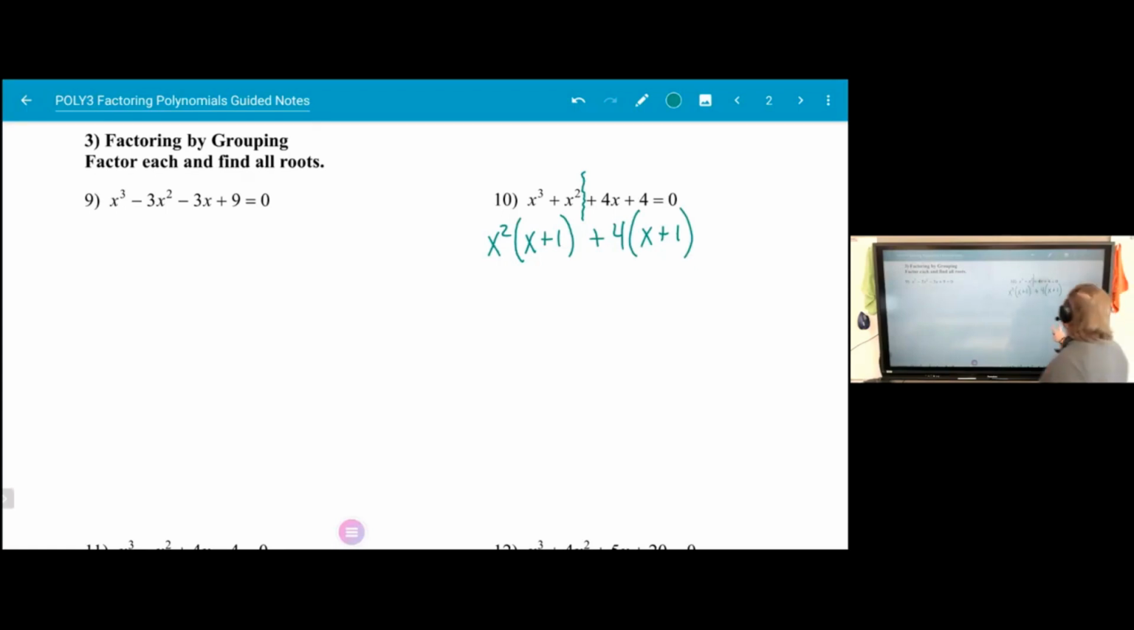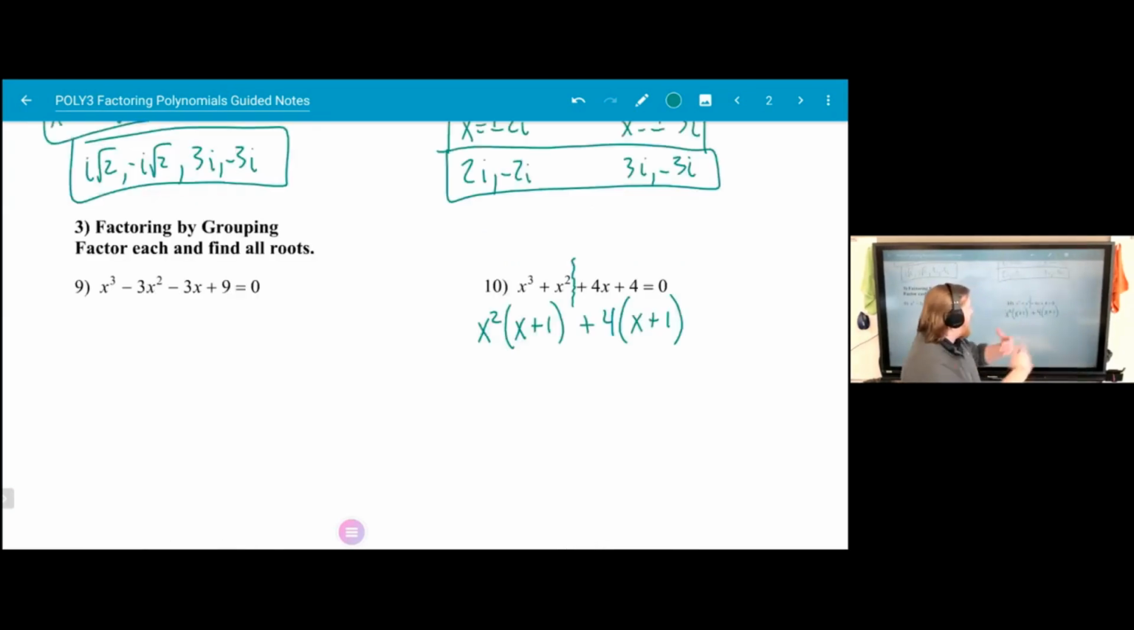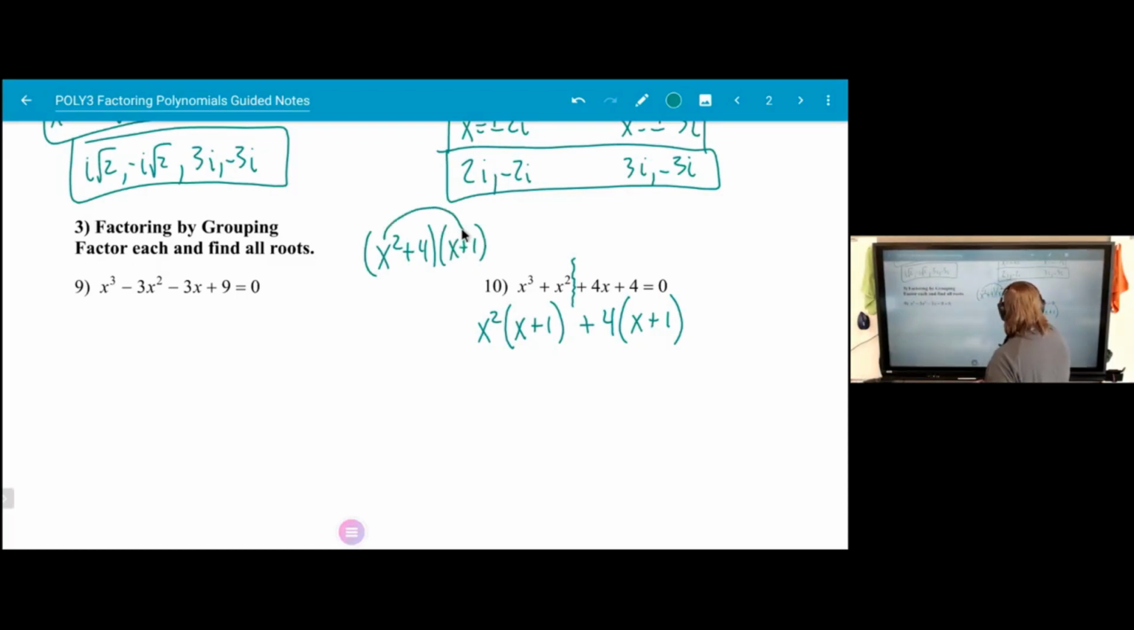Let's take a step back here. What if I was multiplying x squared plus 4 times x plus 1? If I was doing the distribution way, I'd have x squared times all of this, in other words x squared times x plus 1, and then plus 4 times x plus 1. Interesting. So instead of multiplying it out, we're going the opposite way.